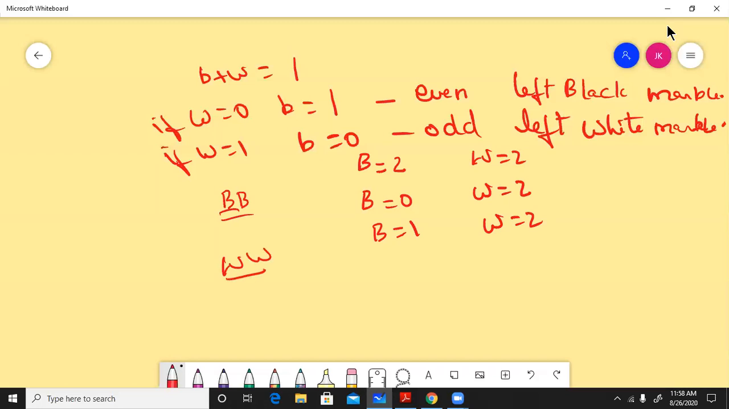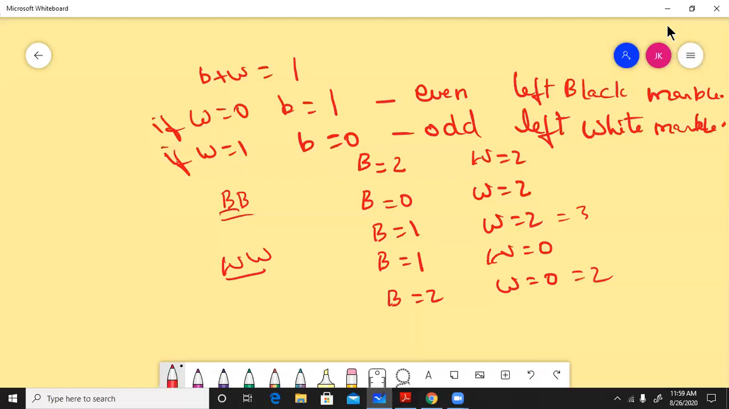In that case, what happens? My B will be equal to 1. My W will be equal to 0 and I put back 1 black. So my B will become 2. My W is equal to 0. So at the end of this, first I had 4 balls. In the next stage I had 3 balls. In this case I have 2 balls now. Clear?